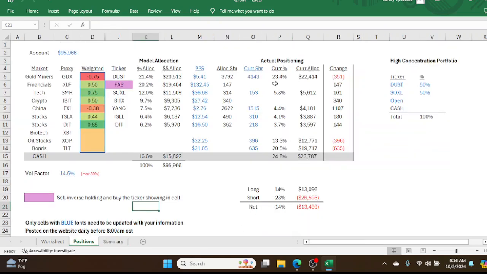This is the sheet for Monday. It's a high-level look at what members get every day. Basically, we'll be getting out of the long XOP and the short TLT position on Monday. I'm going to make a separate video for this, but members will be able to put their information in the blue areas and construct their portfolio daily based on it.